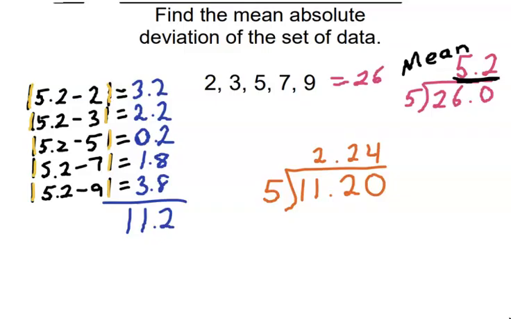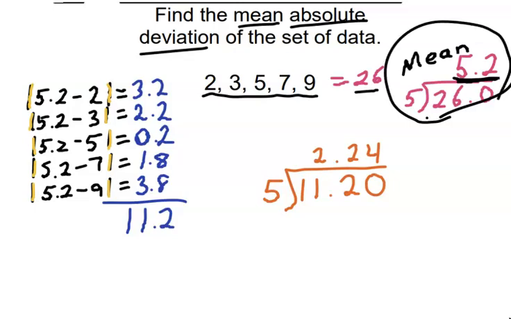Find the mean absolute deviation. Mean absolute deviation, and that is the MAD, right? Mean absolute deviation of the data set. So here we added up 2, 3, 5, 7, and 9 and got 26. Divided 26 by 5 right over here and got the mean of 5.2.